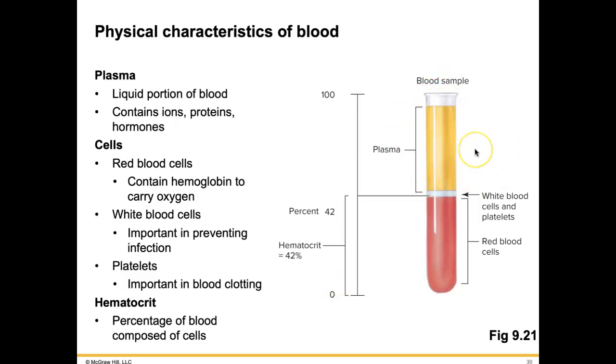And lastly, we have plasma. Plasma makes up about 55% of our blood and is more of the liquid portion. You could see that it has this golden hue to it, and we're going to have a ton of things we find within the plasma, such as ions, hormones, proteins, other biomarkers, and sometimes antibodies circulating.